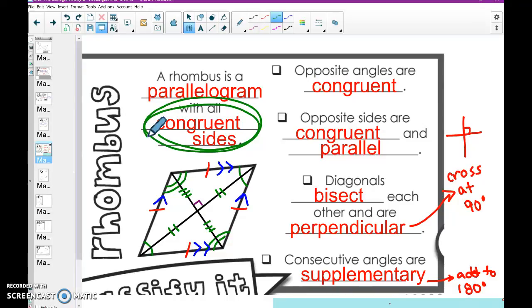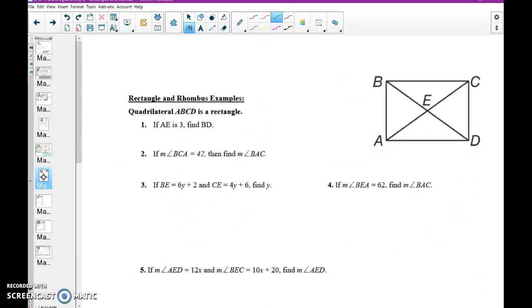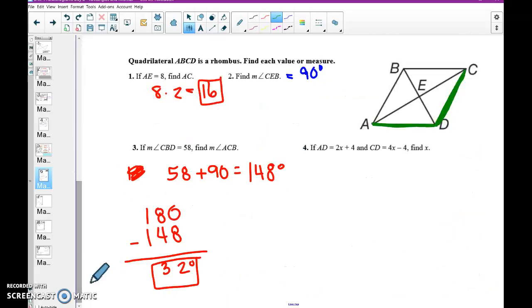That's one of the new special things, and I forgot to do that with this section. These are the two special things with the rhombus. All the sides are congruent and the diagonals are perpendicular. That's the thing that's different than the regular parallelogram. So, oops, scroll back down. If all the sides are congruent, that means that all these segments are equal. If two things are congruent, I can set them equal to each other. AD is equal to CD because they're both sides of the rhombus, which means AD, which is 2x plus 4, and CD, which is 4x minus 4, must be equal to each other.